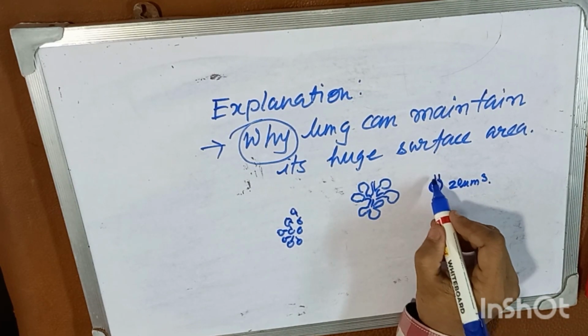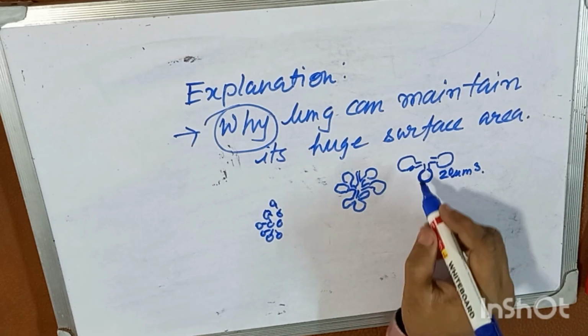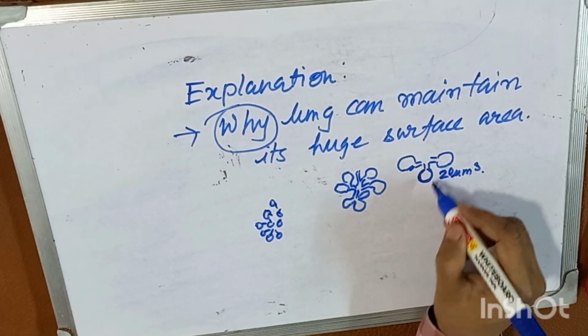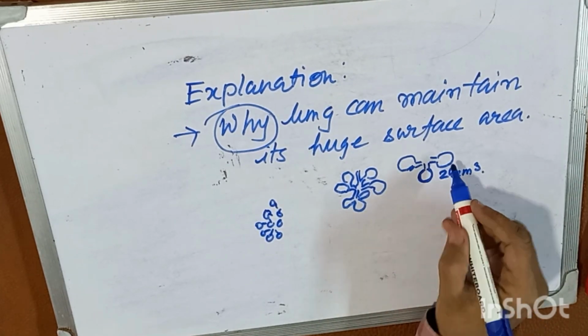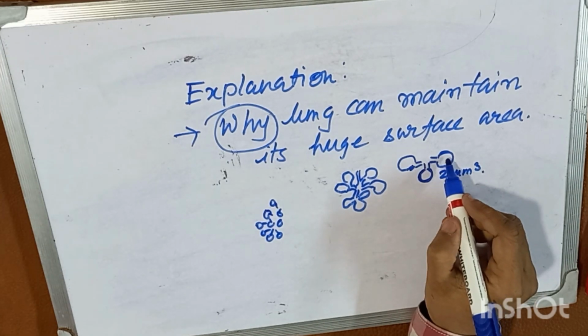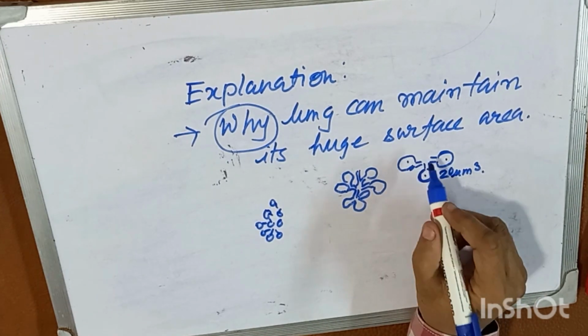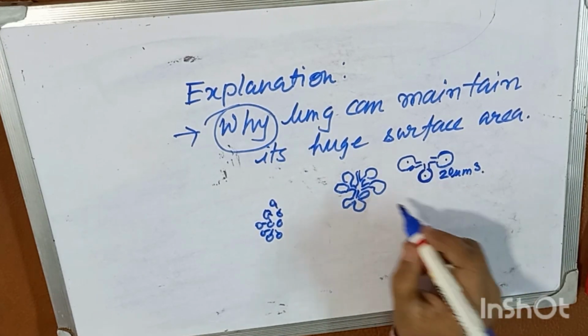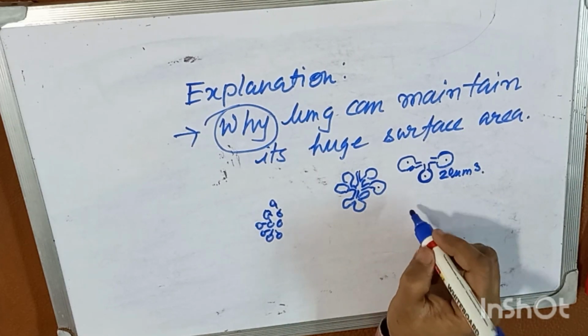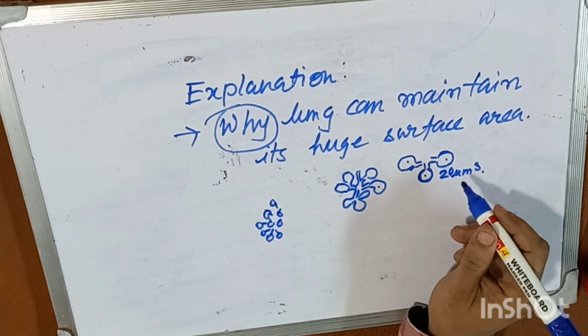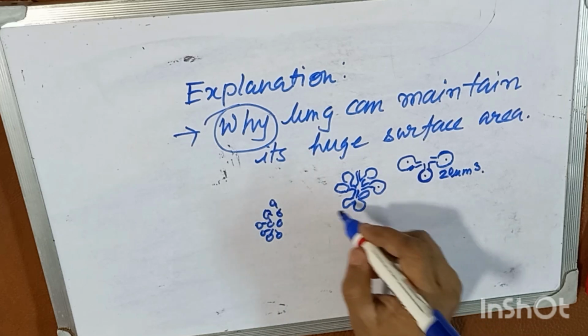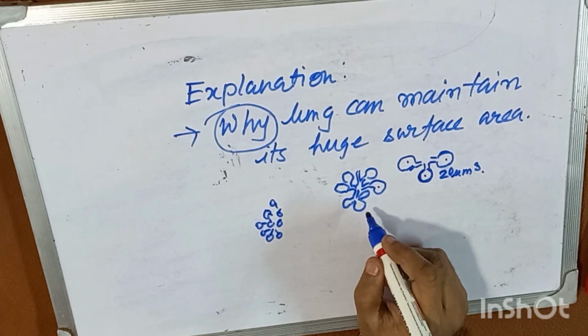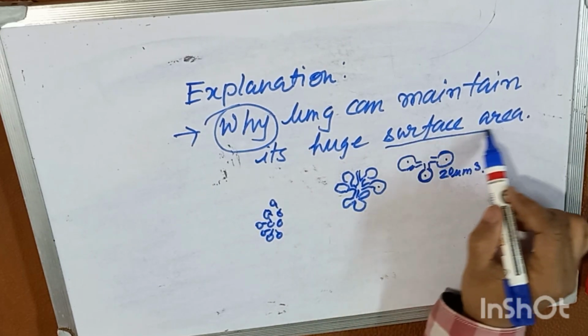So each alveoli maintains a certain volume. Even each of these alveoli is maintaining a particular volume, and all their volumes are equal. And if their volumes are equal, this only will help maintain the lung surface area.